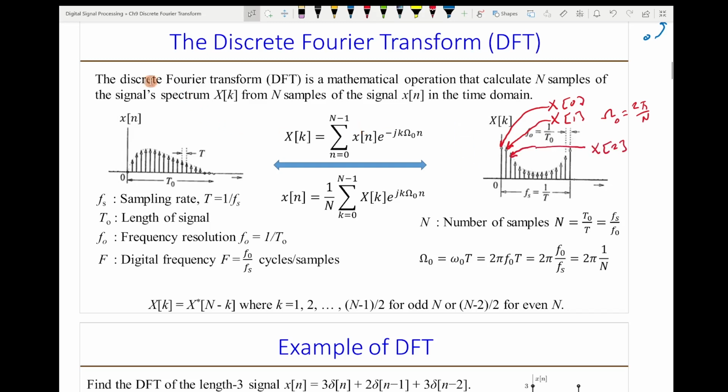If you want to get the signal x of n back again from the spectrum X of k, you do the inverse discrete Fourier transform, which is this one. And you will get back x of n. One thing to put in your mind is the following. See, this is a sum of X of k, which is a complex number, and this is also a complex number. e to the j k, this one, I can express it as cosine.